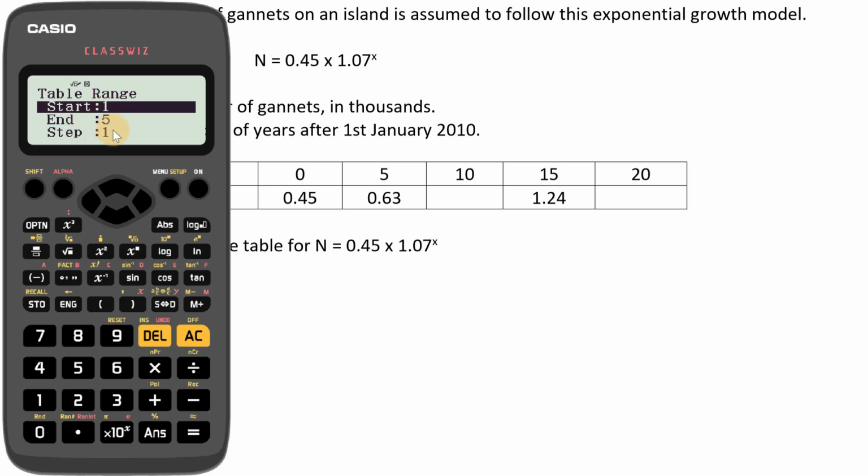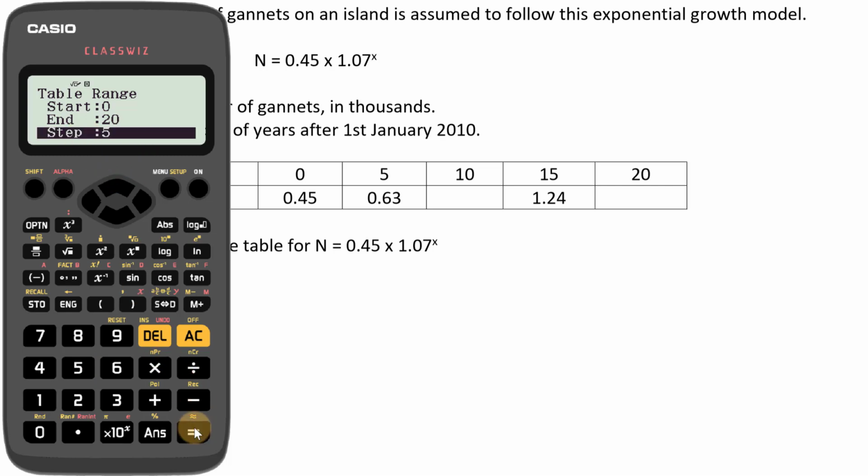Then it asks me start, end, and step. I'm going to be starting at 0 because that's my lowest value of x in my table. I'm going to be ending at 20 because that's the highest value of x in my table. And you notice the values in x are going up in 5s, so that's what the step is, what you're going up in. So I'm going up in 5s.